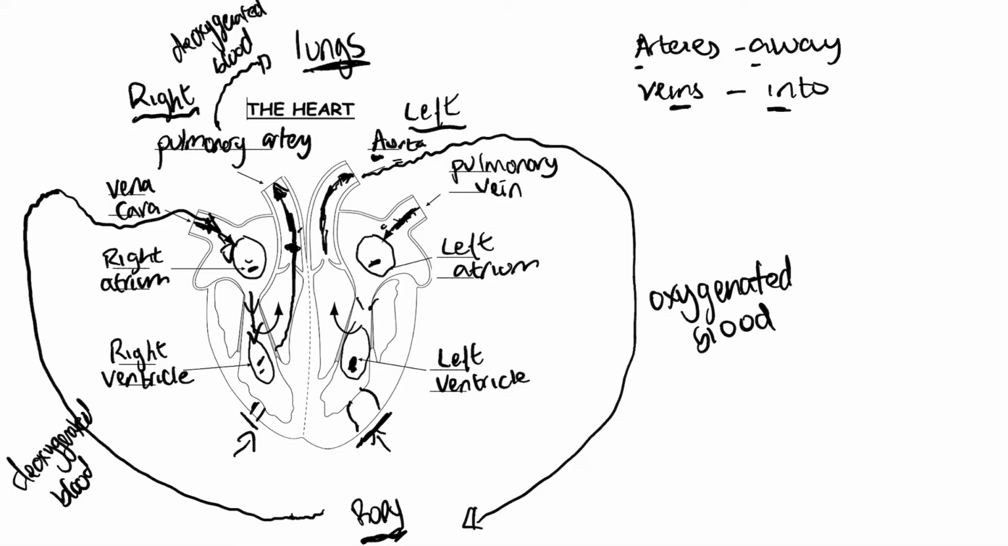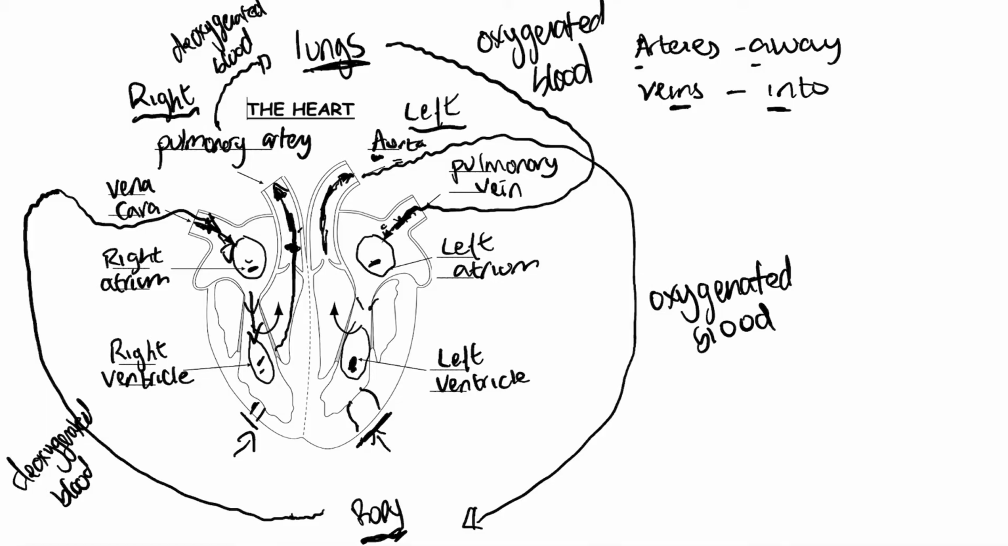So from the lungs, it goes into the pulmonary vein. Well, this time it's oxygenated blood. It's now been to the lungs and it's gotten its oxygen. So this is now oxygenated blood. And it goes into the pulmonary vein, into the left atrium, down into the left ventricle, and then up out again through the aorta and to the body, and it continues. And that is that.